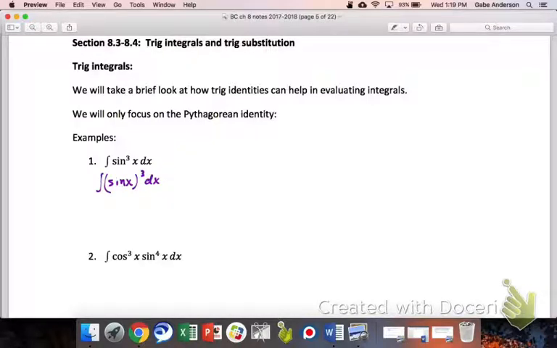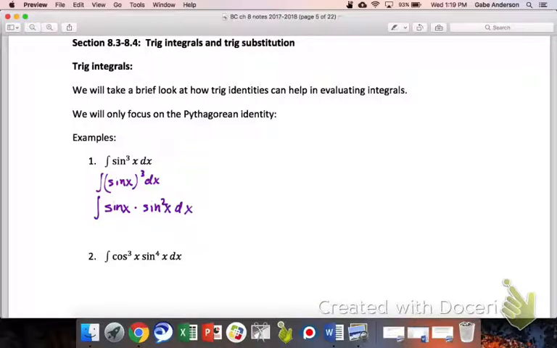In any case, here's what you do if the power on the trig function, in this case sine, is odd. You split it up in such a way that you end up with a squared. So you'd get sine of x to the 1st times sine squared of x dx. All I'm saying is that something cubed is the same thing as something times that thing squared, right? Splitting it up a little bit.